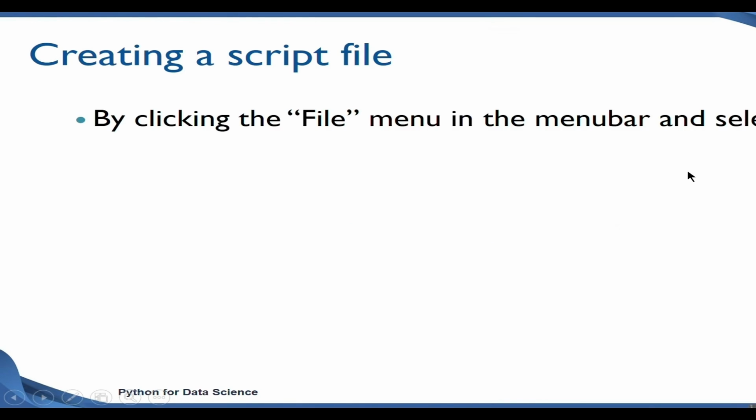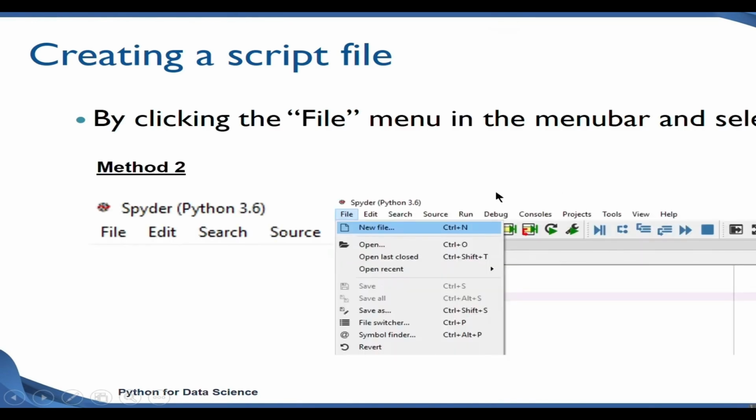Now the second method is by clicking on the file menu and then selecting new file. So you can see the file menu here, and then from that click on new file. Now apart from these two methods, you always have a fallback option of using the keyboard shortcut, which is Ctrl plus N. All these three methods right away open a script file for you.